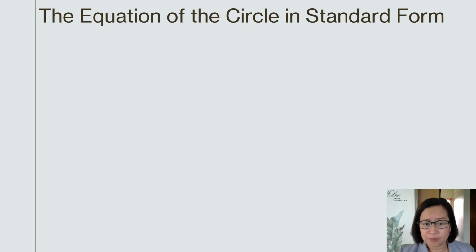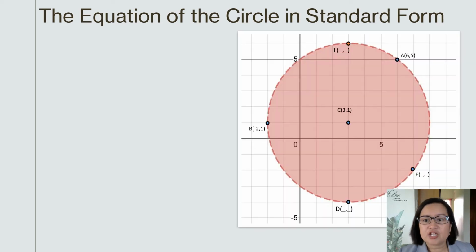Let us explore further the equation of the circle in standard form. Can we find the equation of the circle in standard form given only a point on the circle and the center of the circle? Let's see. Consider the given circle. Can you identify the center of the circle? Yes, you're correct. The center of the circle is at point C with coordinates (3, 1).